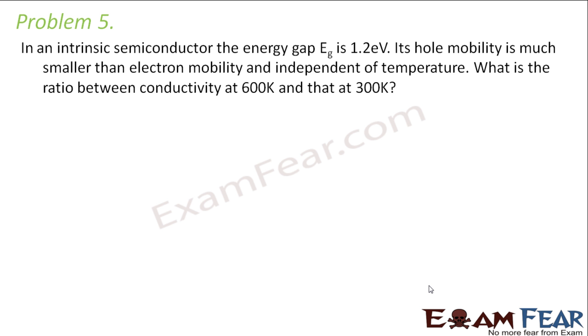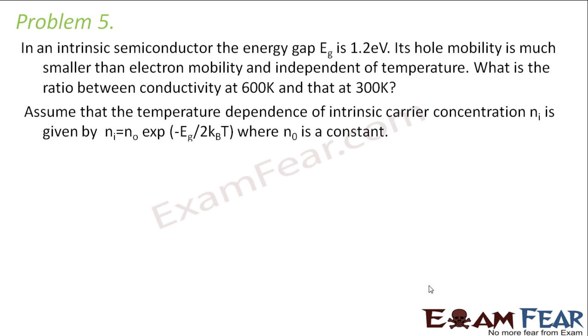Okay, so let us look at the last problem of this section. It says that in an intrinsic semiconductor, the energy gap Eg is 1.2 electron volts. Its hole mobility is much smaller than electron mobility and independent of temperature. What is the ratio between conductivity at 600 Kelvin and that at 300 Kelvin? Assume that the temperature dependence of intrinsic carrier concentration is given by Ni = N0 e^(-Eg/2kBT). What is kB? kB is nothing but the Boltzmann constant.